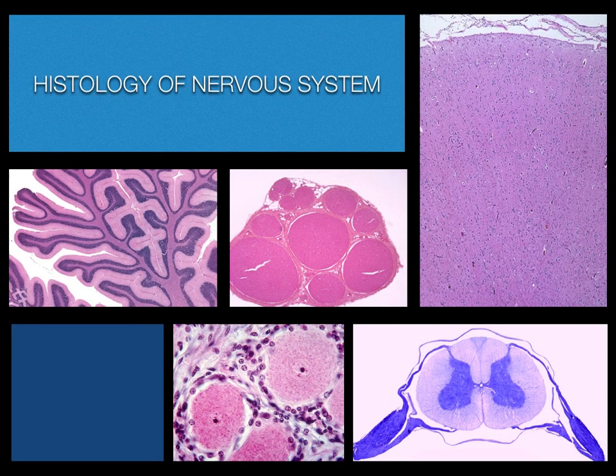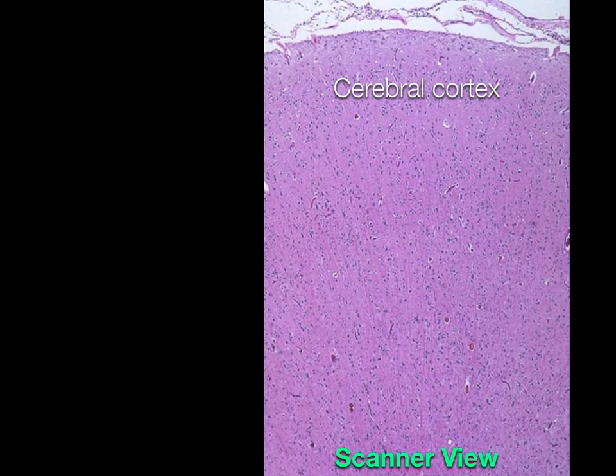The organs of the nervous system you will be studying today include cerebrum, cerebellum, spinal cord, dorsal root ganglion, and peripheral nerve. The cerebrum is divided into two layers, the superficial cortex and the deeper medulla. Medulla, however, is not seen in this particular slide.